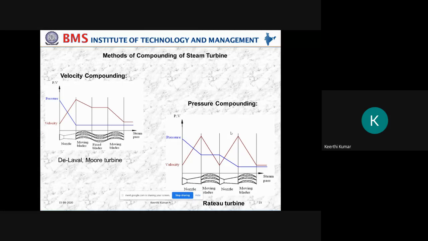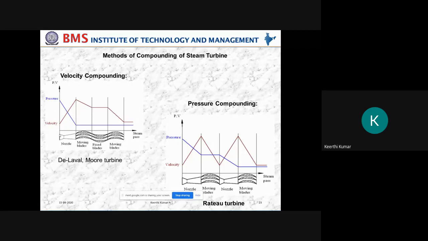Okay. Coming to velocity compounding. Here, assume that there is a nozzle, and there is a moving blade, a fixed blade, and a moving blade. Here there is a shaft, and over the shaft there is a moving blade, next to that a fixed blade, and next to that a moving blade. This is the arrangement of the turbine. There are two stages, that means there are two moving blades, so we call it two stages.